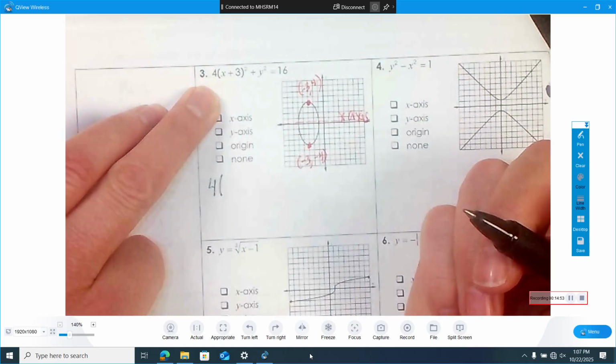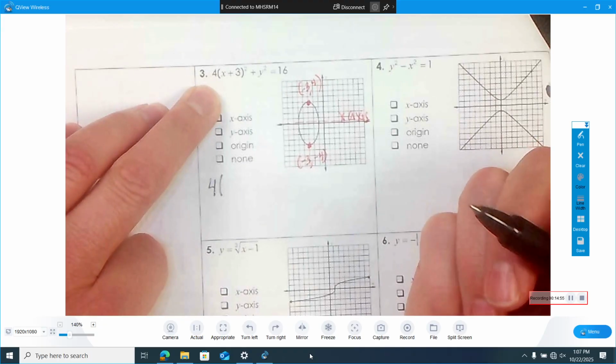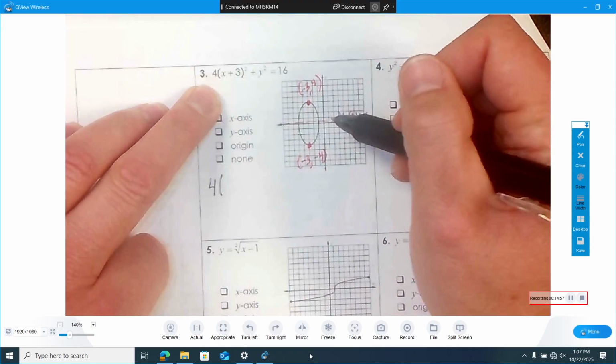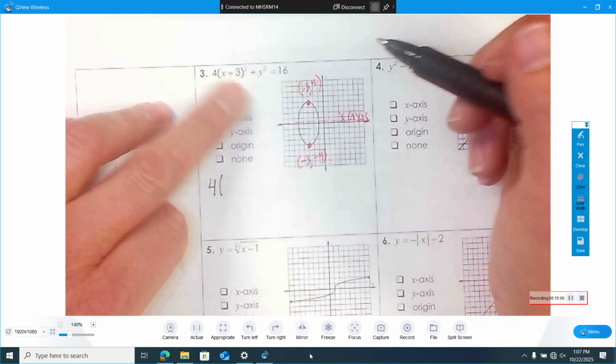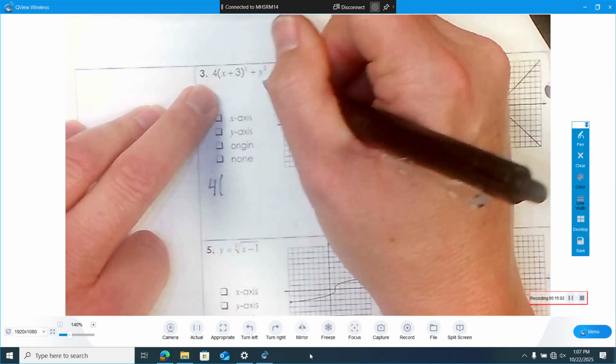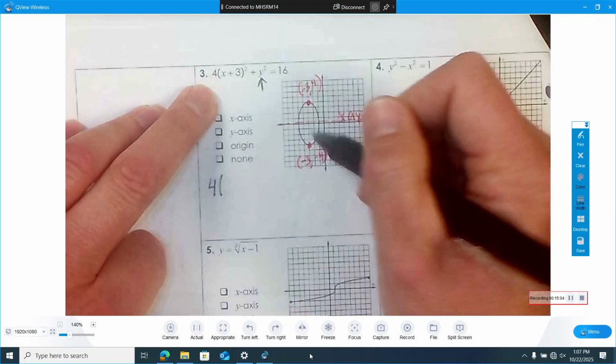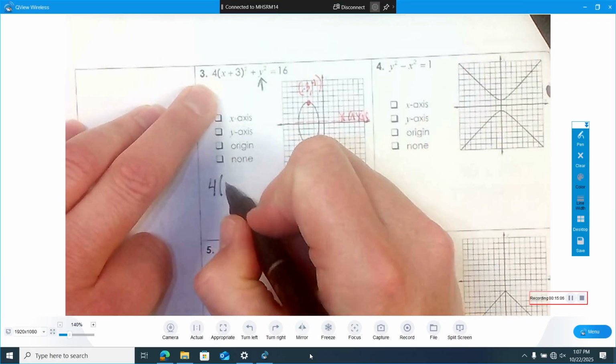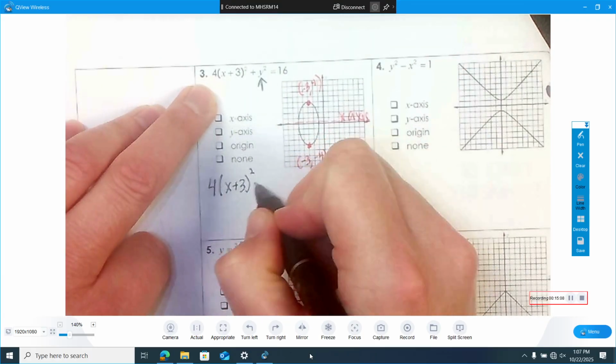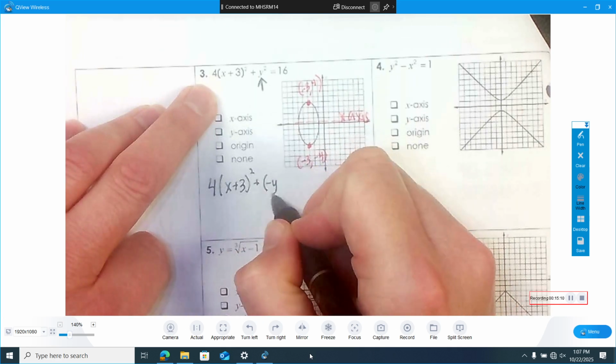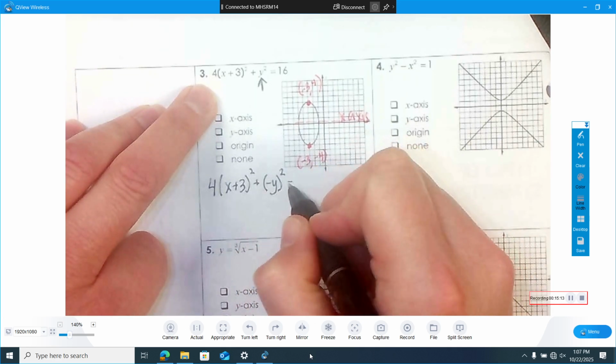Number 4. So we are going to do what? How do we prove it? Plug in a negative to which x or y? Y. Good. So we're going to take the y and we're going to replace it with the opposite because that's the thing that changed. So x plus 3 quantity squared plus, we're opposite y, quantity squared, equals 16.